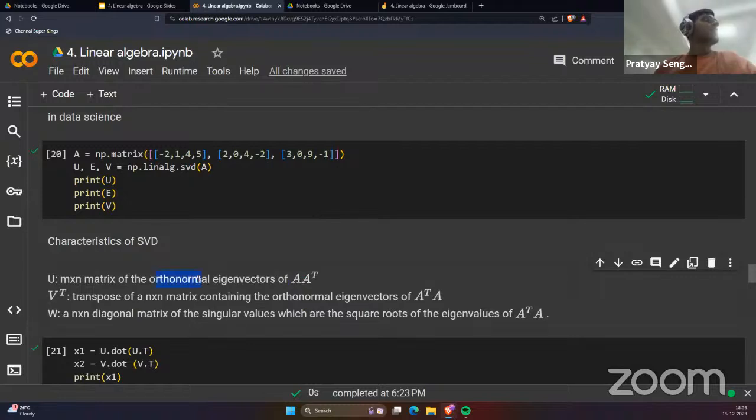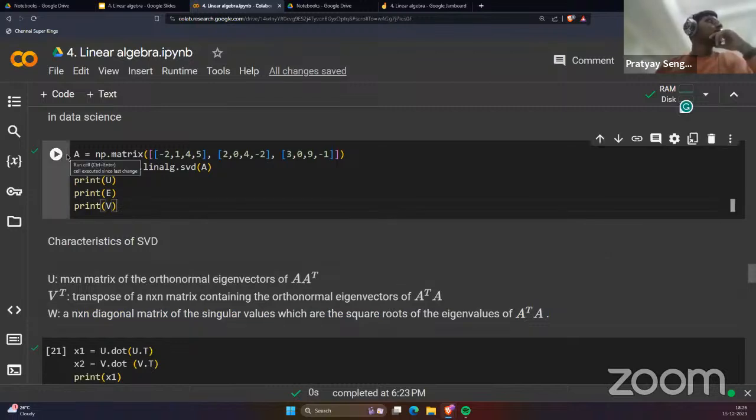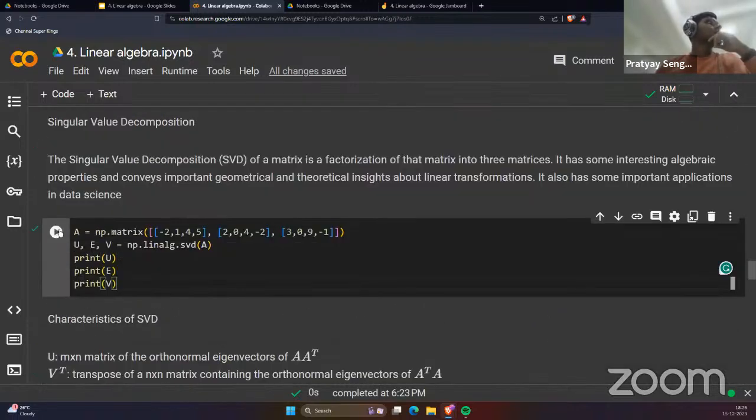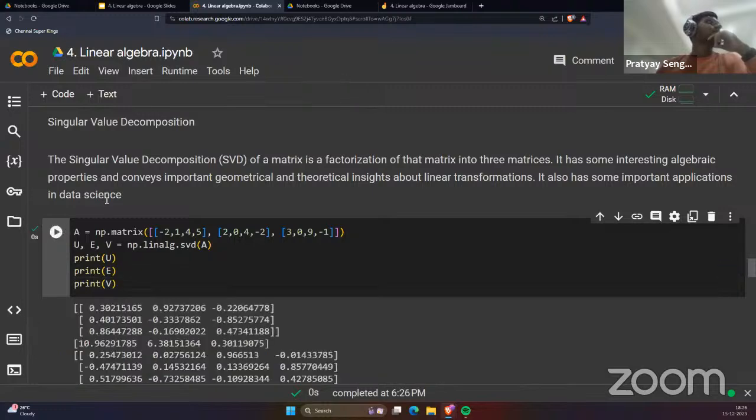Your three matrices: one, U, is the orthonormal matrix of eigenvectors of AAT. Then V is the second thing, where we have the transpose of an n cross n matrix containing the orthonormal eigenvectors of ATA. And then Sigma is an n cross n diagonal matrix with singular values, the square roots of the eigenvalues. So don't need to worry about this. Let's see how it comes out, or what are the three matrices you are getting.